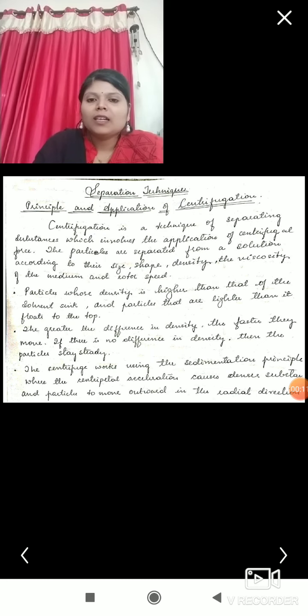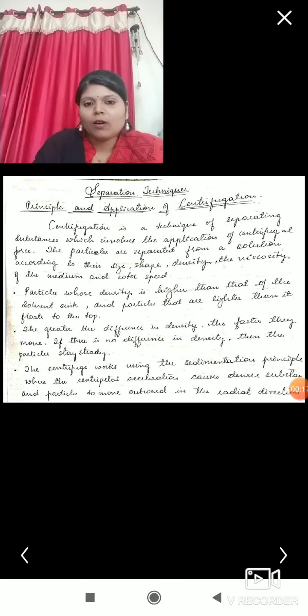We are back again with a new topic, separation techniques. First one is the centrifugation. Separation techniques, principles and applications of the centrifugation.